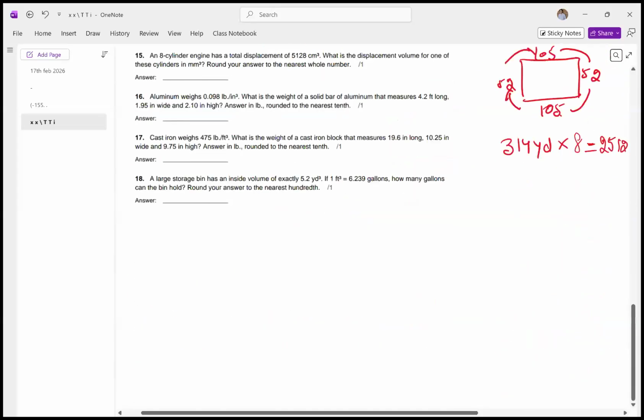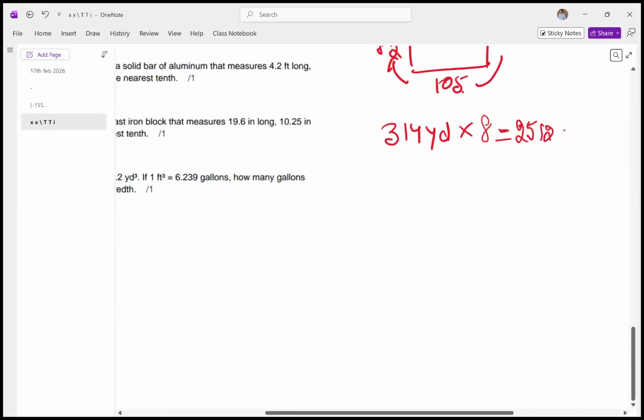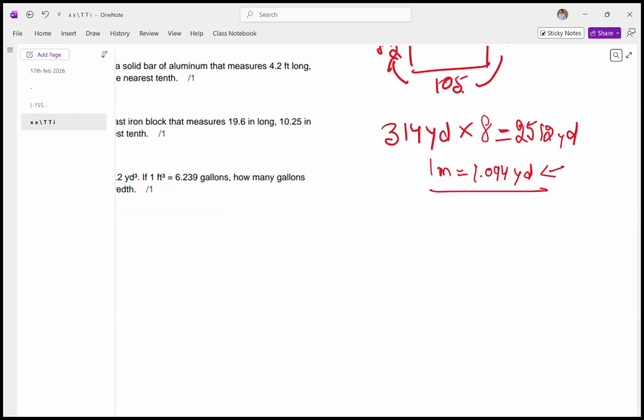Oops. So this many yards, and then I must convert yards into kilometers. How can I convert that? So I'm going to use meters. 1 meter equal to 1.094 yard. This is the conversion I'm using. This conversion is not given to you on your formula booklet. You can note down on your formula booklet if you want to.